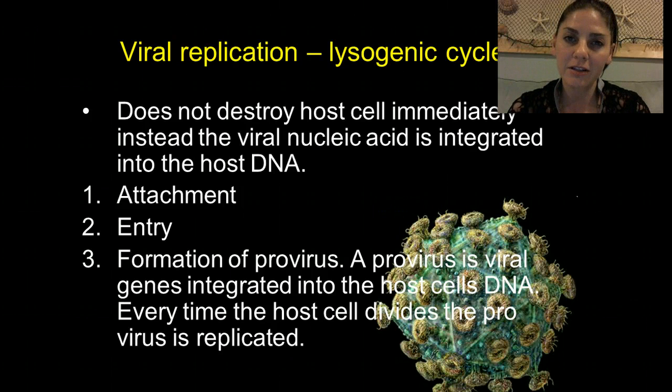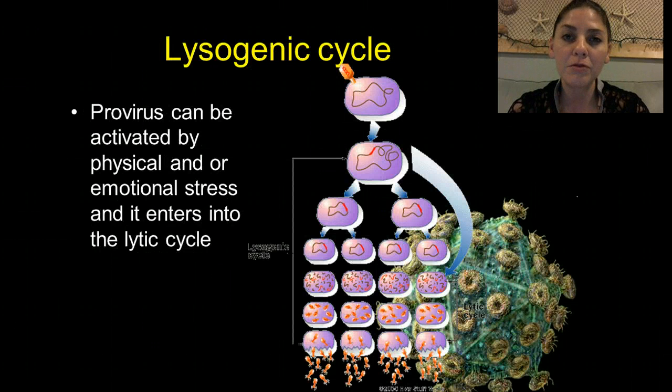So just like the lytic cycle, the first two stages are the same. It attaches to a cell and it enters the cell. But once it enters the cell, instead of destroying the DNA or RNA within the cell, it actually incorporates itself into it, meaning that it puts itself into the genetic makeup of the cell itself. So the provirus can be activated by a physical and or emotional stress and eventually enter into the lytic cycle.